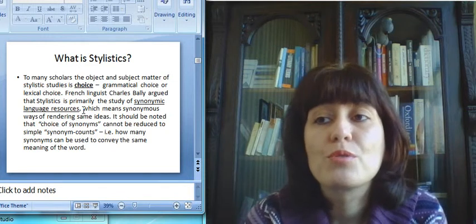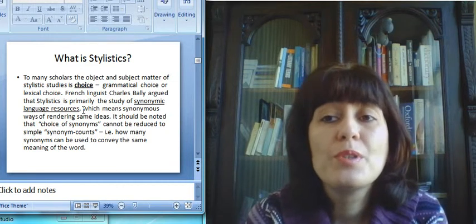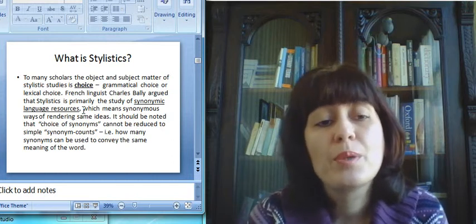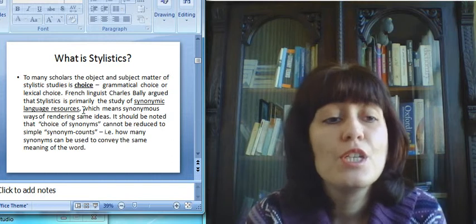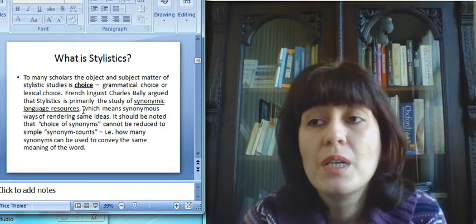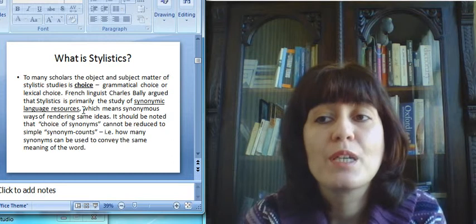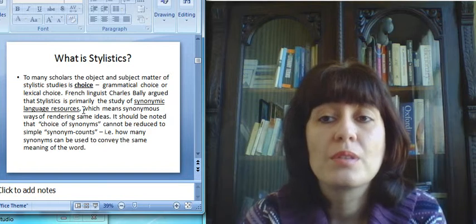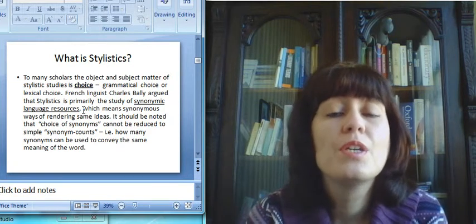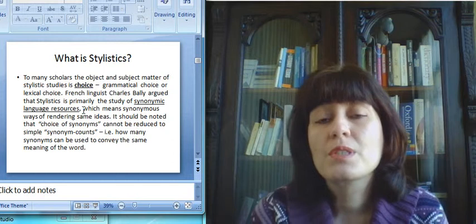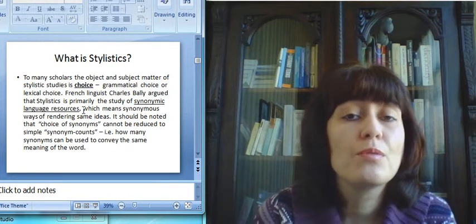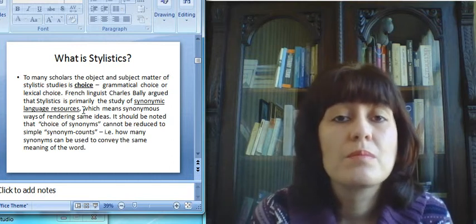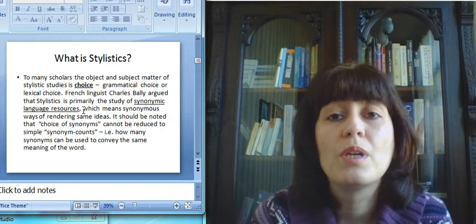Well, many linguists follow the famous French colleague Charles Bally, claiming that stylistics is primarily the study of synonymic language resources. Synonymy is assumed to be the basic category of stylistic differentiation. To many people, the term style means the choice of synonyms, or choice of semantically equivalent words and expressions. So any propositional content, any idea, can be verbalized in different ways.